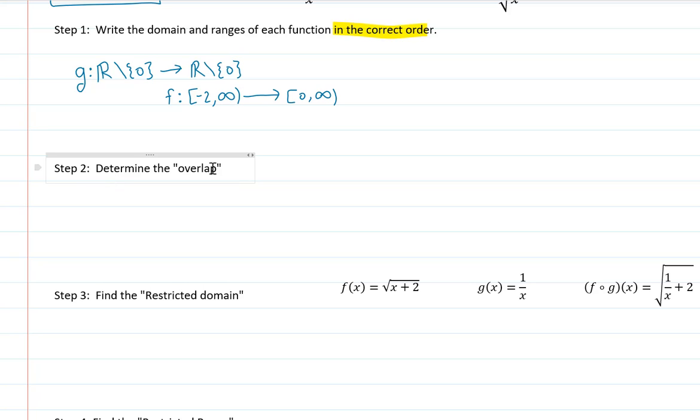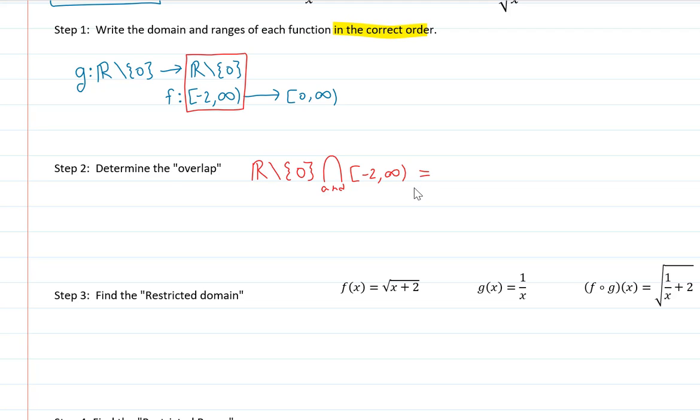Step 2 is determine the overlap. What that means is find the intersection of these two sets. Oh, well, that's not so bad. We can even write down that overlap in one line. It's the real numbers, take away 0, intersected with -2 to infinity. Remember that intersection means and. So we are looking for numbers that are real but not 0 and between -2 and infinity.